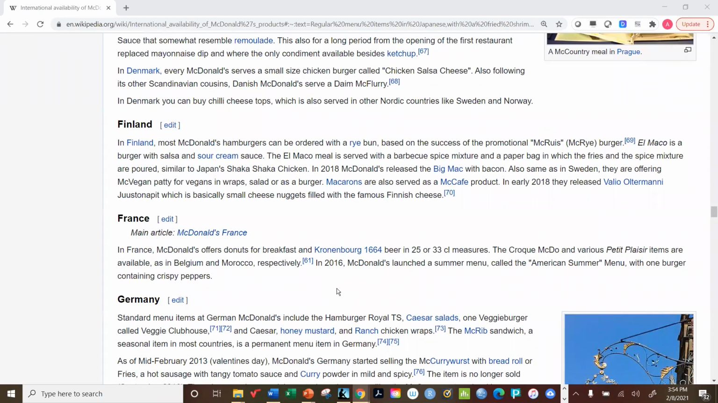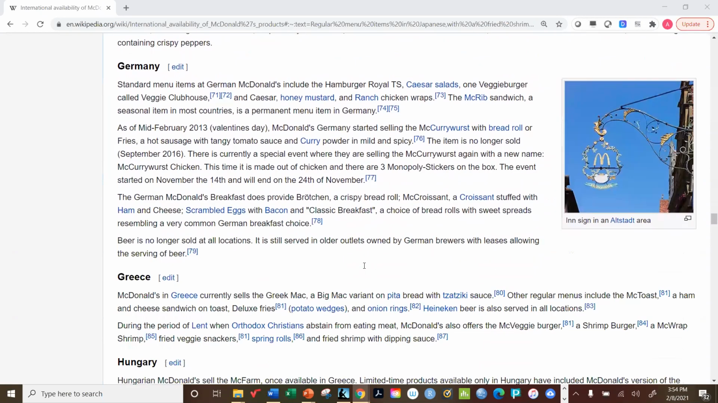I'm trying to find something shocking. Look at that. McDonald's has donuts for breakfast in France, and they have Kronenbourg beer. Oh, I didn't know about that. How do you like that?